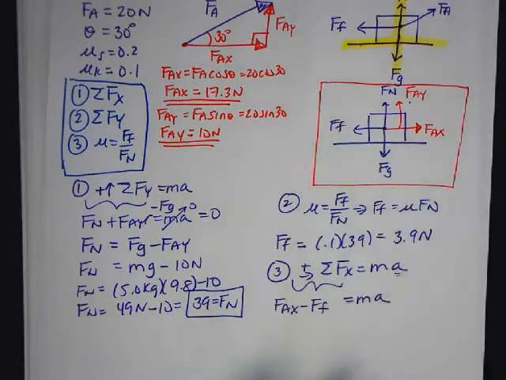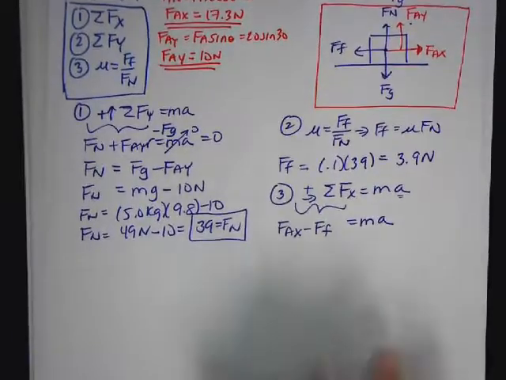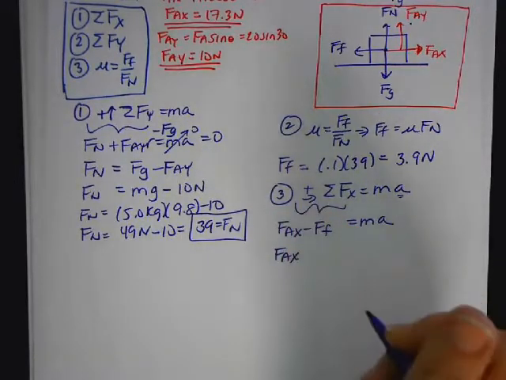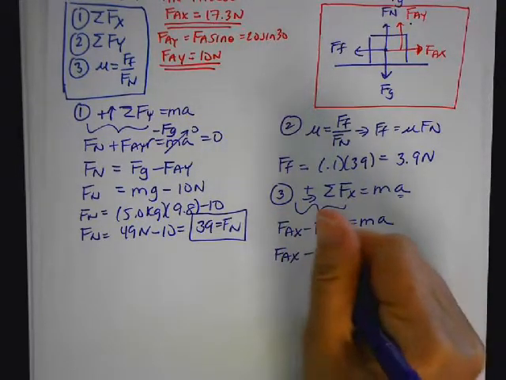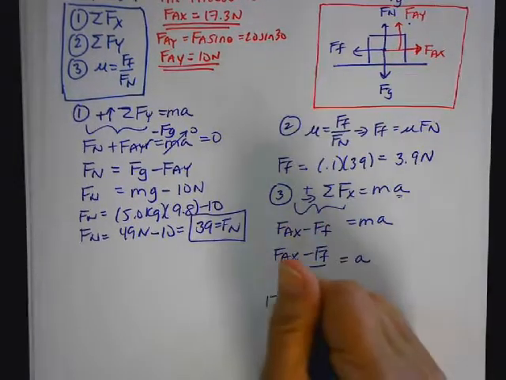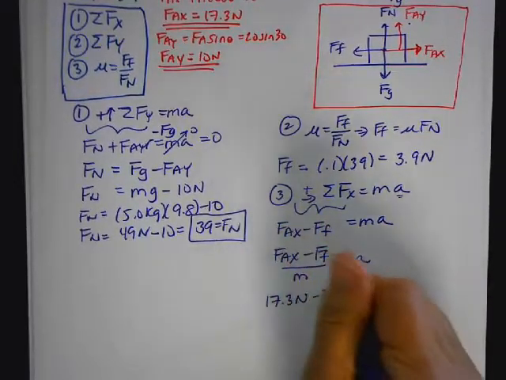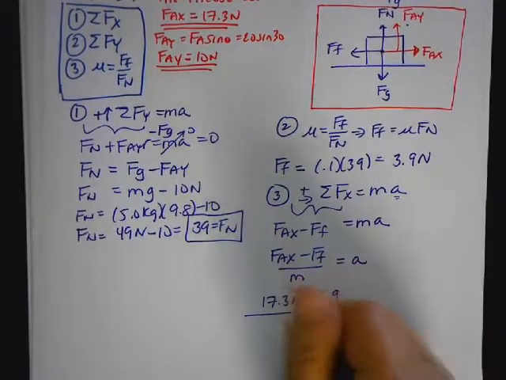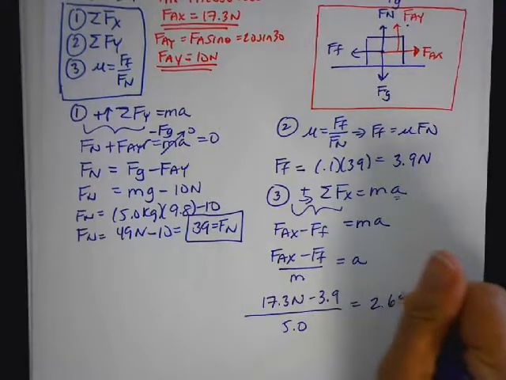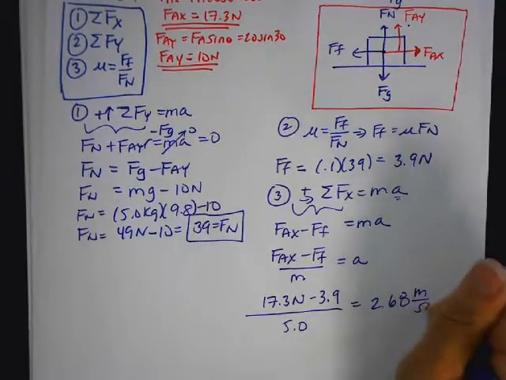So now I'm going to rearrange the equation to solve for the unknown in terms of the known. So F_ax minus F_f over m is equal to a. So 17.3 minus 3.9 over 5, and that comes out to be 2.68 meters per second squared.